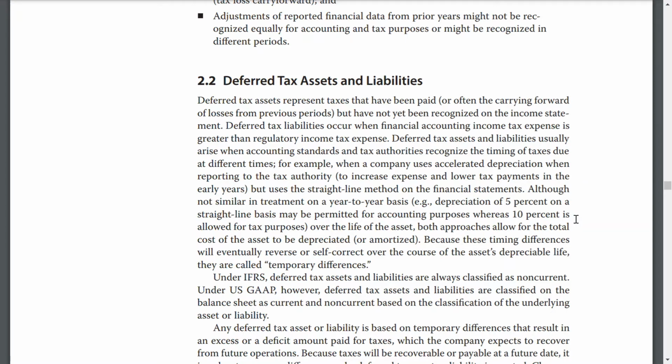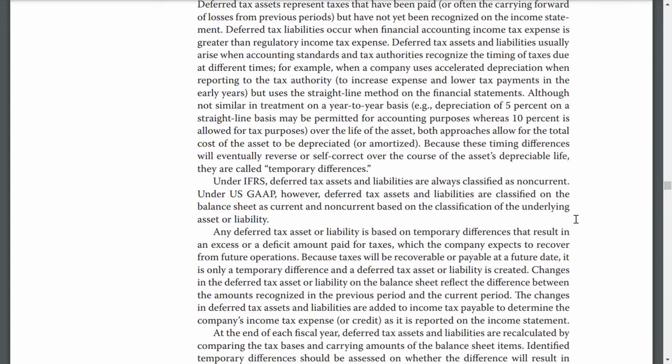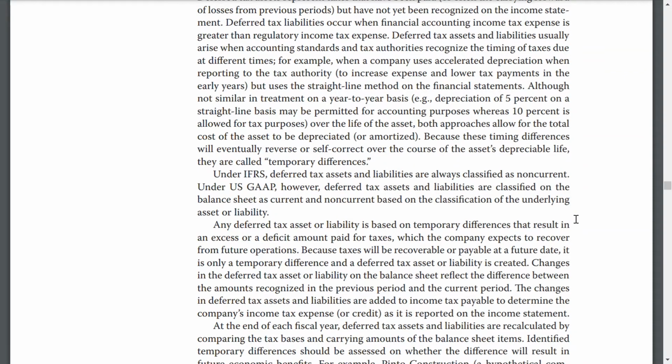Both allow for the total cost of the assets to be depreciated or amortized. Because of these timing differences, the cost of the assets can be depreciated or amortized differently. Under IFRS, deferred tax assets and liabilities are always classified as non-current. Under US GAAP, the current and non-current classification is based on the classification of the underlying asset or liability.